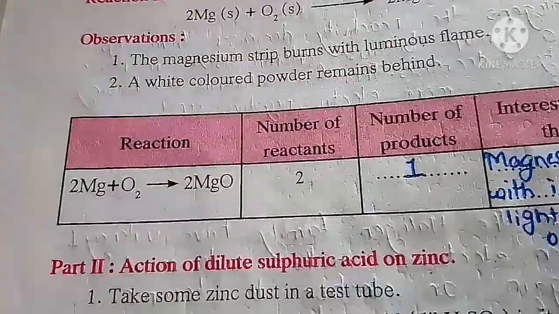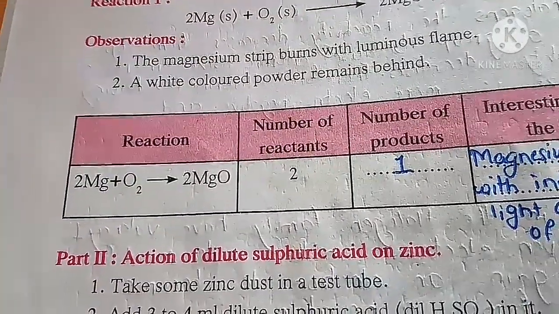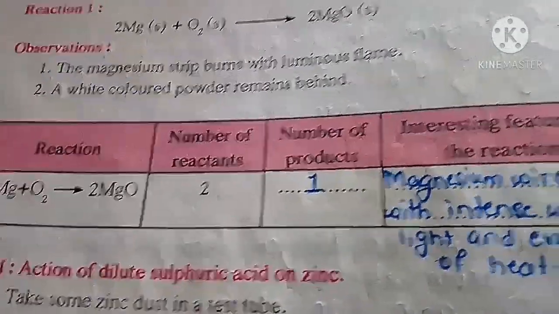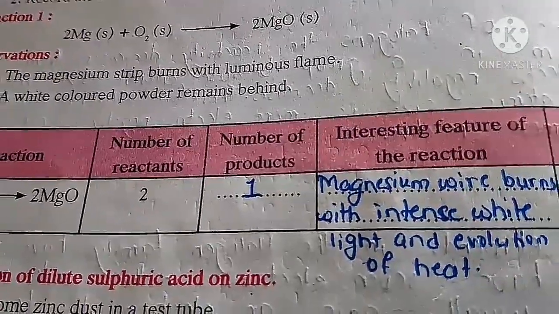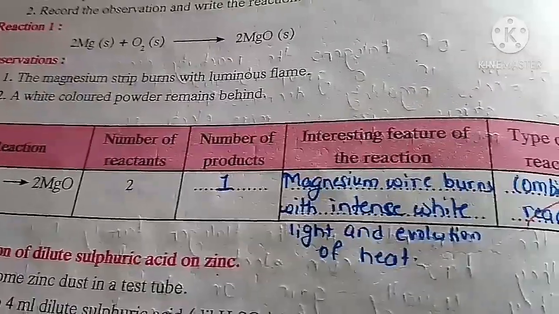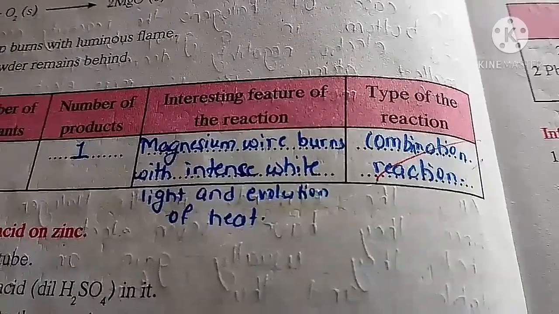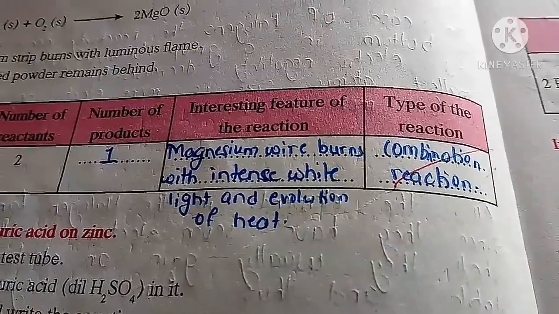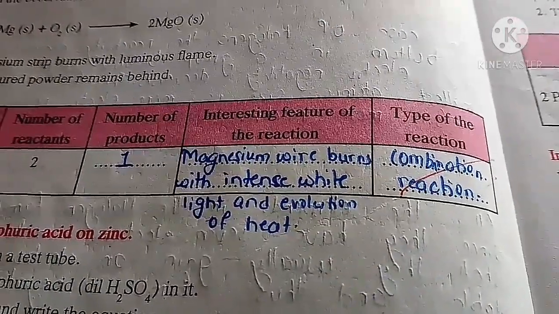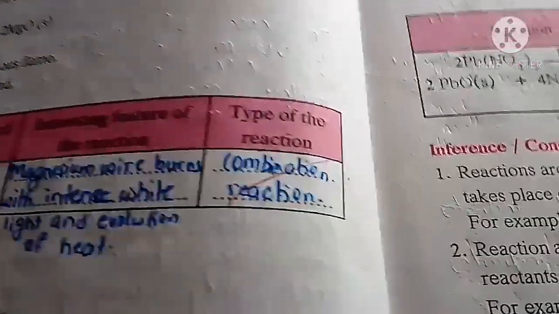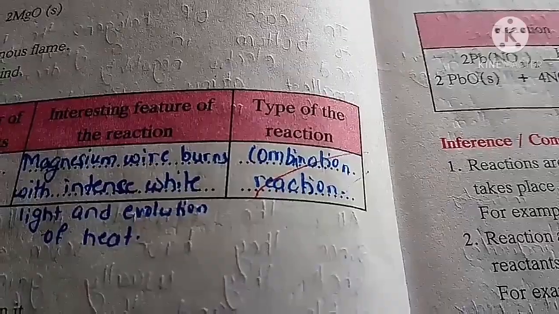So what we are going to write here is 2 Mg plus O2 gives you 2 MgO. Number of reactants 2, number of product 1, and that is why it is a combination reaction. Interesting feature of the reaction: magnesium wire burns with intense white light and evolution of heat. Type of reaction: combination reaction.